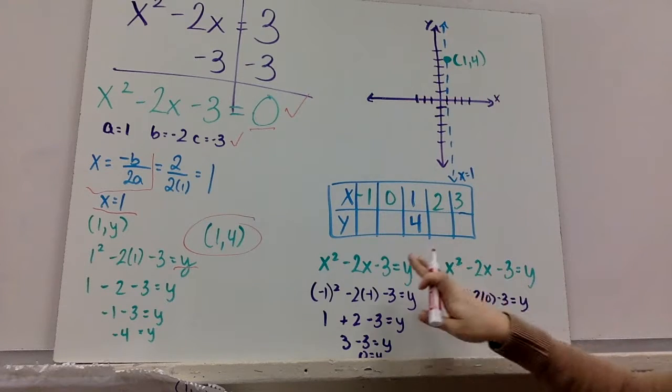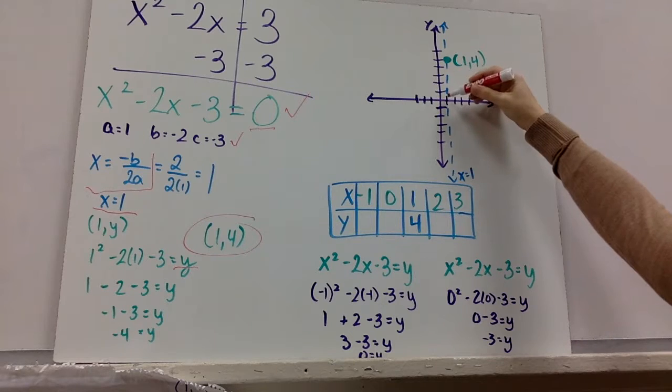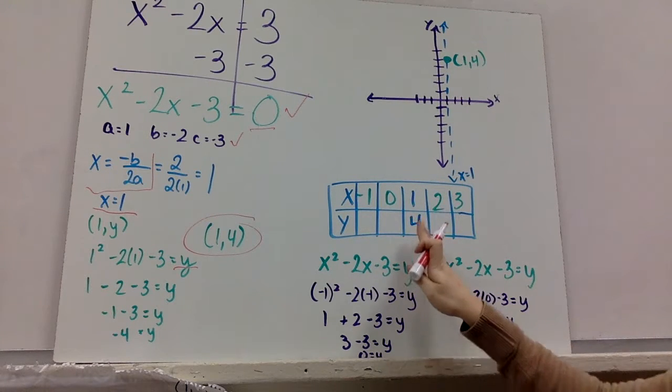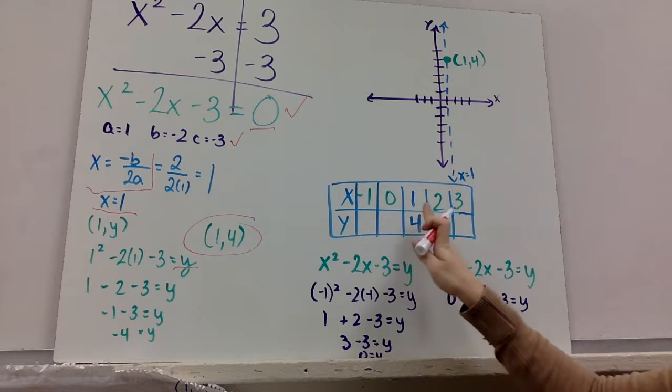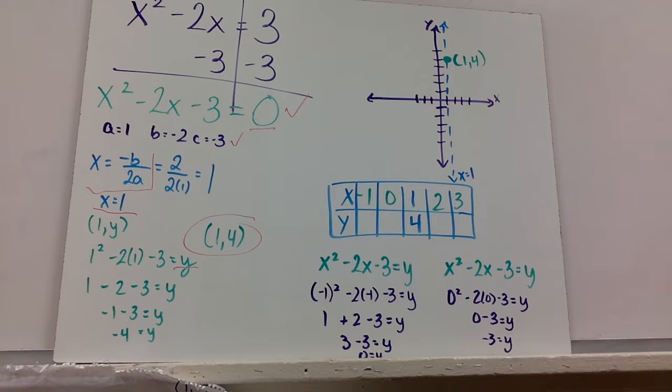And then from here, I need to find the points that are outside of that. So here's 1, so I need 2 points to the right and 2 points to the left. So I set up my table of values, putting my vertex in the middle. I have the x values of 2, 3 on the right, and 0, -1 on the left. I only need to pick 2 of them, so I'm going to pick these 2. You could also plug in 2 and 3 if you'd prefer.